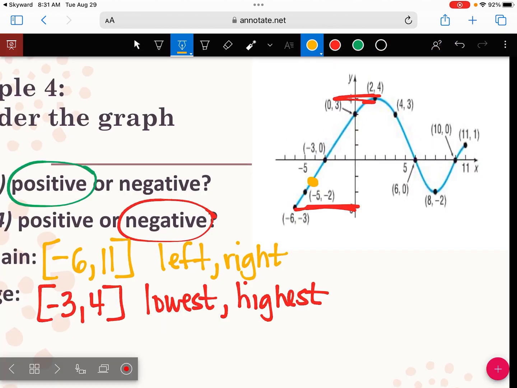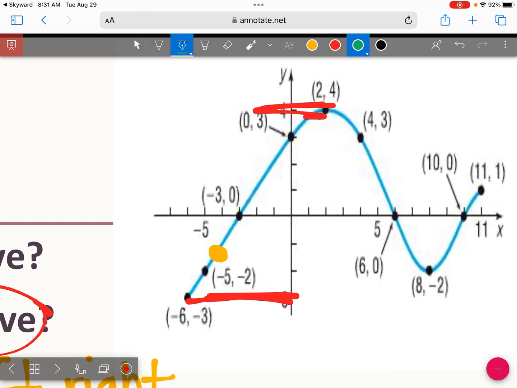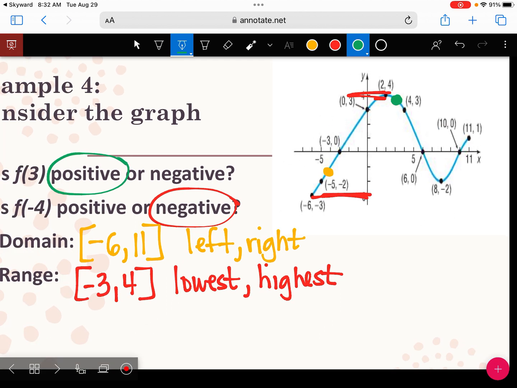And then the other one was what? F of 3. I'm going to put a green dot there. So that would be right here, approximately. Is Y positive or negative? Not X, but is the Y value of that green dot positive or negative? It's positive. Why are you not putting it on the x-axis? Because it's the function, and the function is the blue graph. Oh, so you have to place it on the graph. Yes, because that's the function.